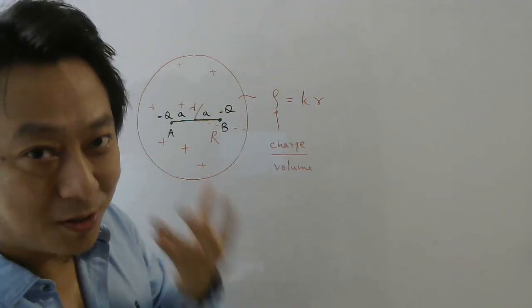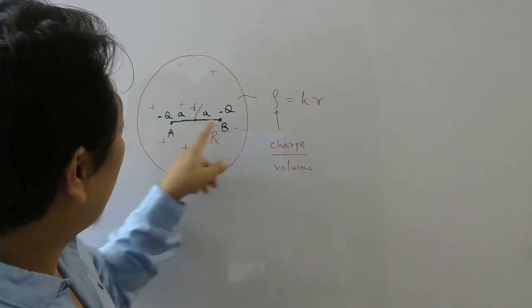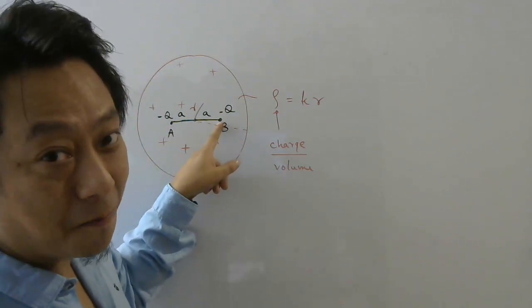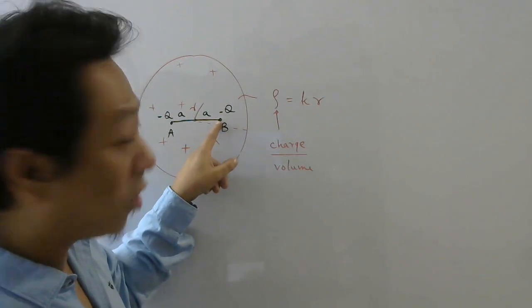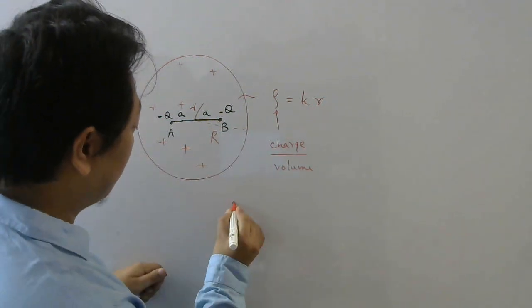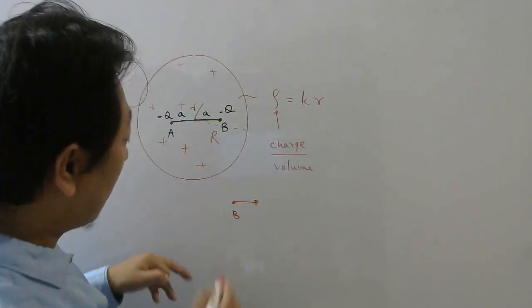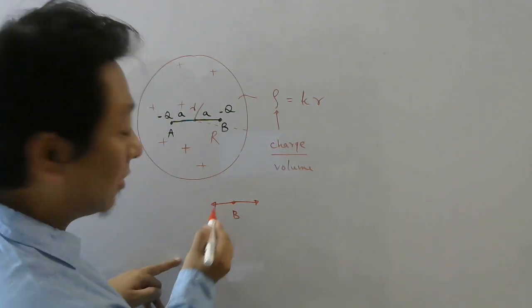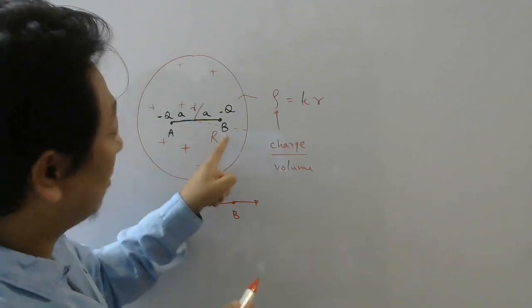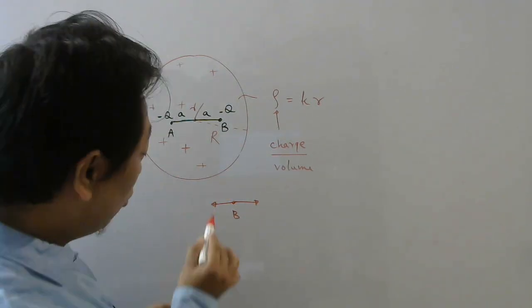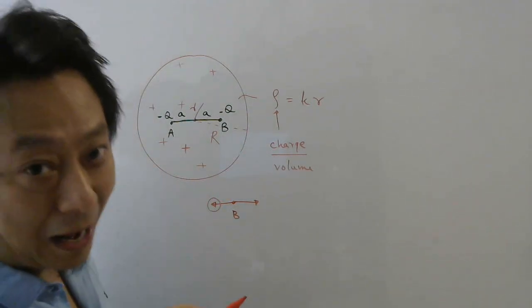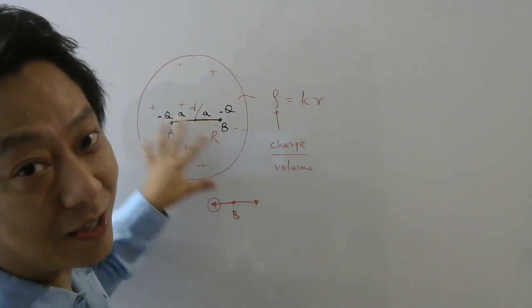The only way possible is this charge will exert a repulsive force on this. This charge will exert on this a repulsive force. Then there must be another force in this direction. Then only the total force on this will be zero, right? Who will create this force? That has to be due to this spherical charge.